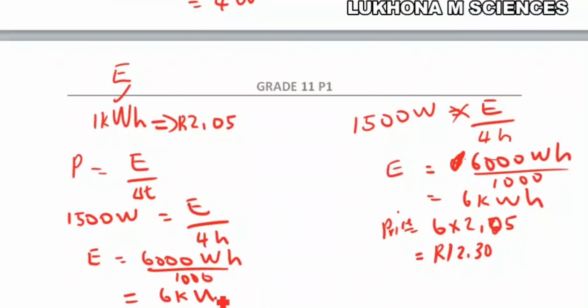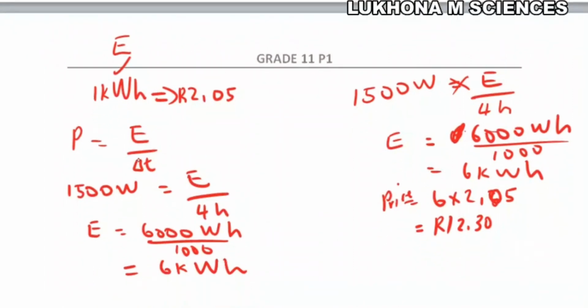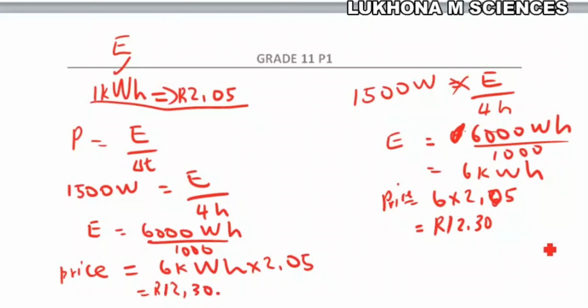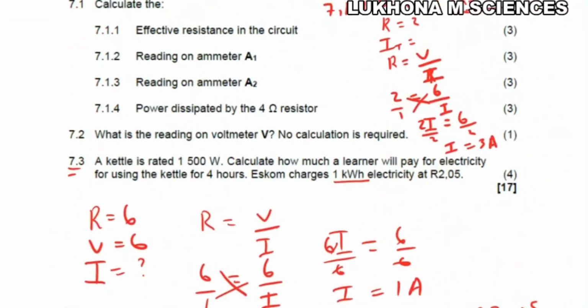So it is easy now, since they tell you that 1 kilowatt hour costs 2 rand 5 cents. You just say therefore the cost for the learner will be equal to 6 times the tariff price, 2.05. Then you get 12 rand 30 cents. Then we are finished with this question. That was the last question of this question paper.